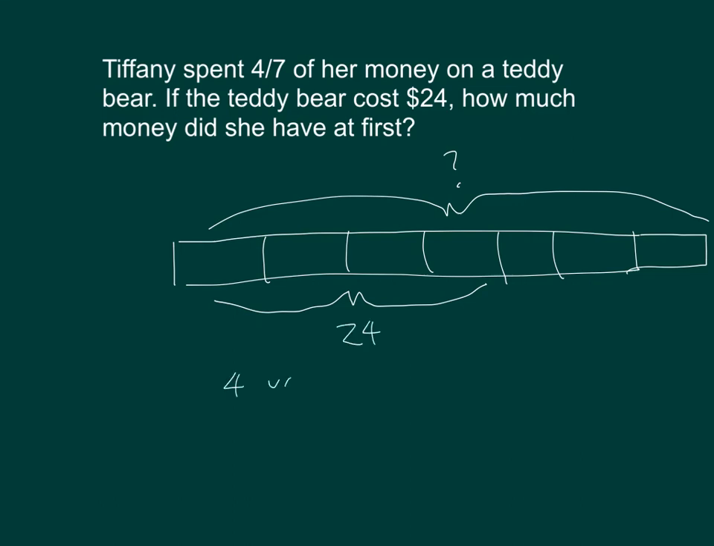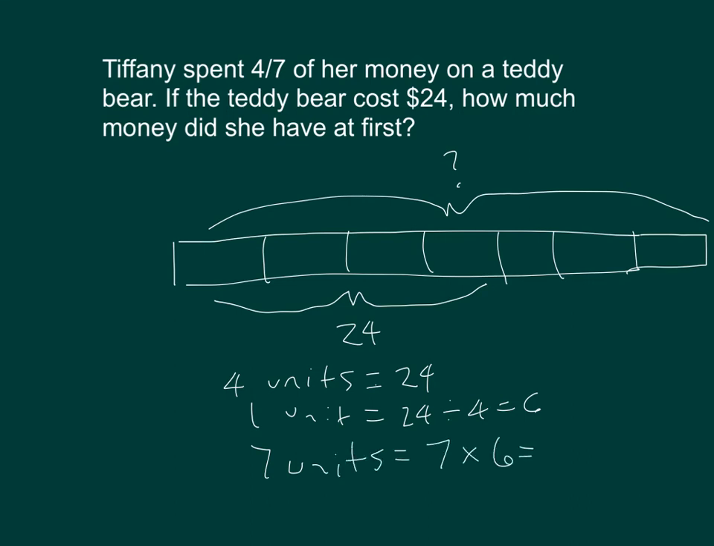So 4 units equals 24. 1 unit is equal to 24 divided by 4, which equals 6. And then 7 units, that'd be all of her money, is equal to 7 times 6, which equals $42. She would have had $42 at first.